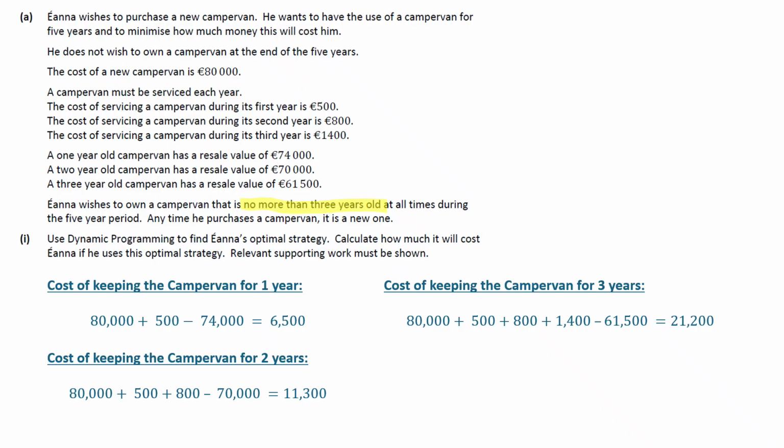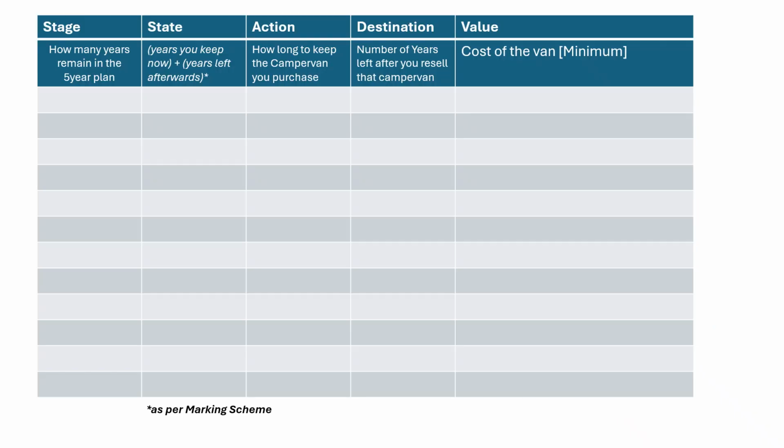So now that we've done the hard work, we can start looking at our actual table. So here we have our 5 headings: our stage, state, action, destination, and value. So our stage is how many years remain in our 5-year plan. The state, now I have a little asterisk beside this saying as per marking scheme. So according to the marking scheme, it's the years you keep now plus the years you have left afterwards.